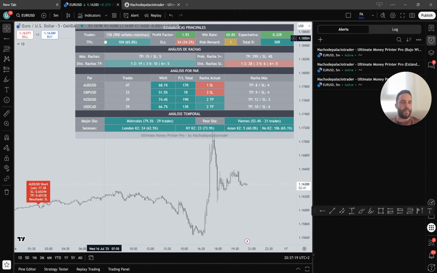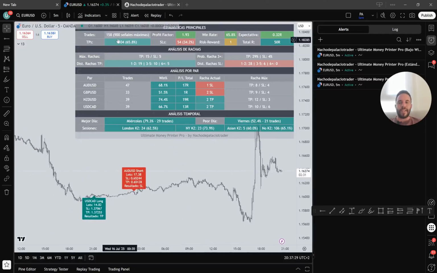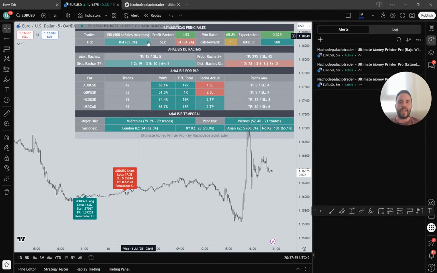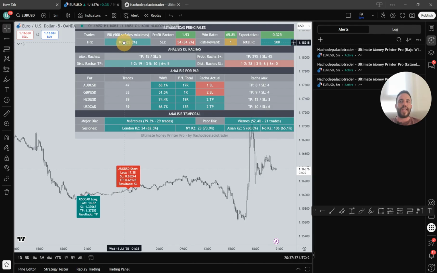This is really actually limited by the bars. Based on the TradingView subscription you have, it allows you a maximum number of bars, which means there's a limit to the number of trades the indicator can record, okay? So within that trade limit recorded by the indicator, in this case there are 158. Again, this already has some statistical significance. It's not 20 or 30 trades and 65% TPs.